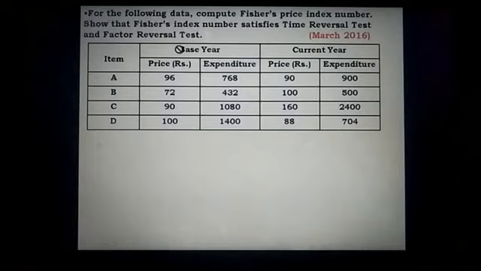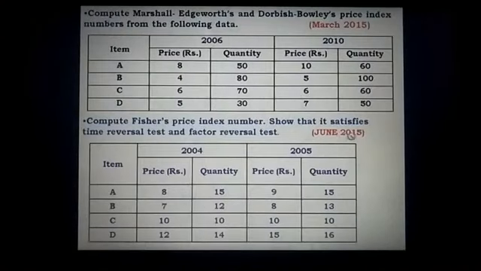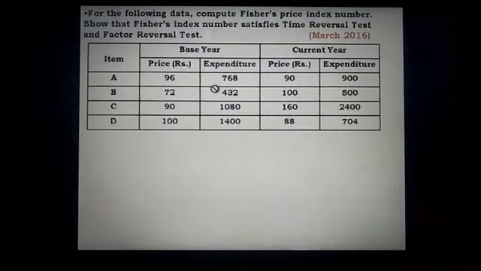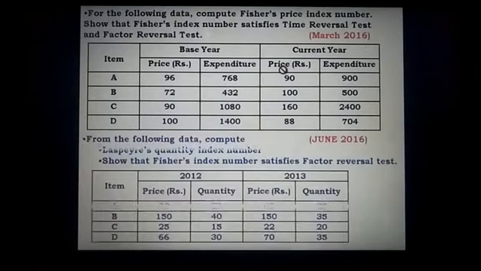In June 2015 also a similar kind of question was asked, but when you observe 2015, quantities were given, and here just one change is observed. Expenditure is given in both the base year and the current year. Apart from that, this is very similar to the previous question. The scheme of valuation will also be similar.